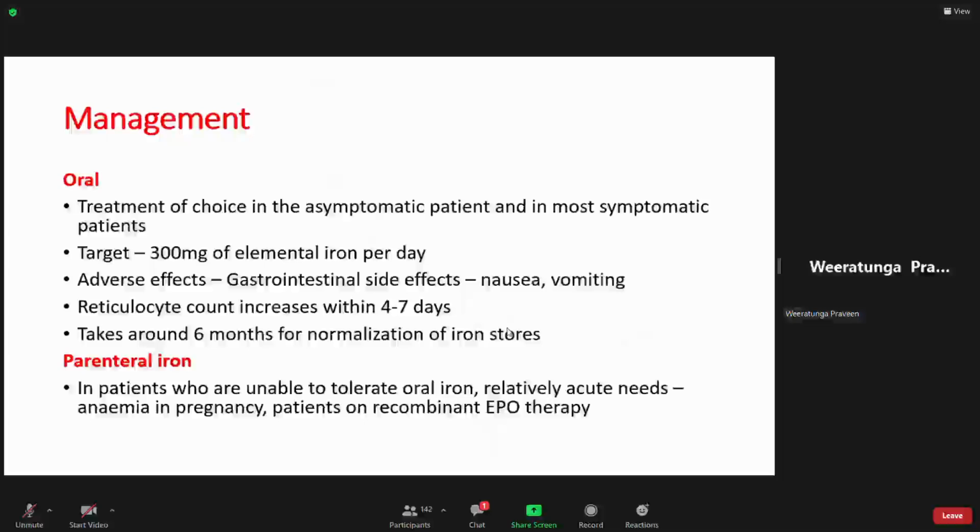So remember then, IV versus oral iron. IV iron is commonly used in patients with renal failure and heart failure because of the problems in absorbing oral iron, and they replenish your iron stores very fast.